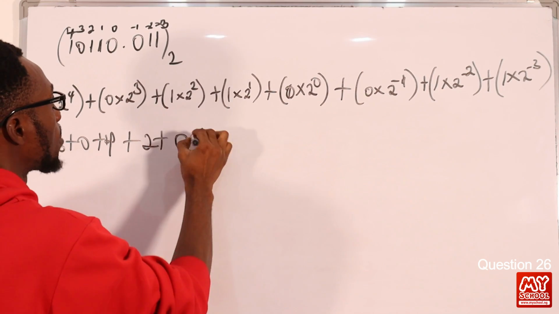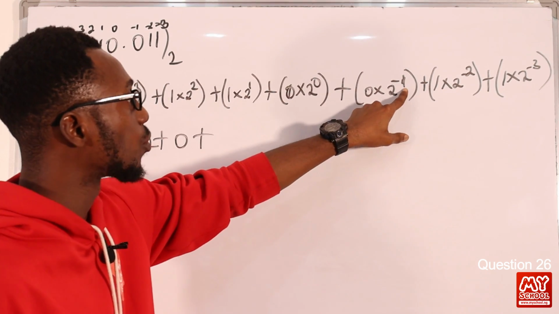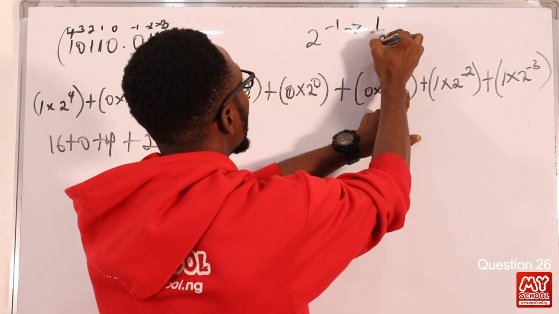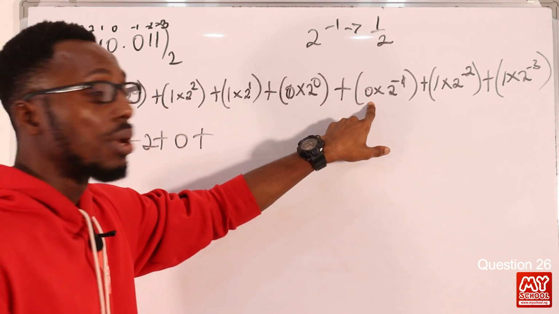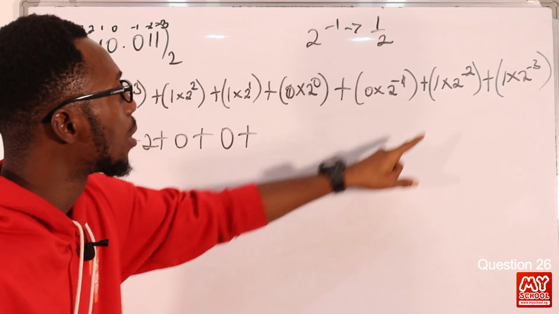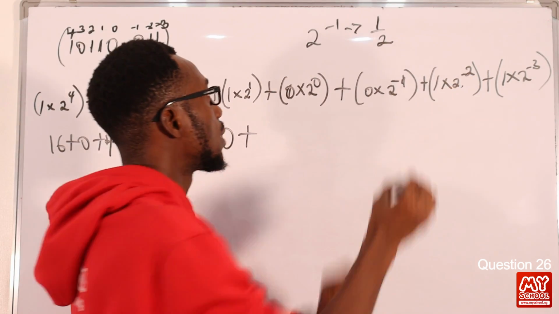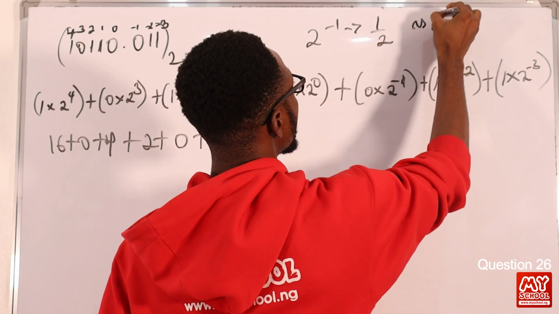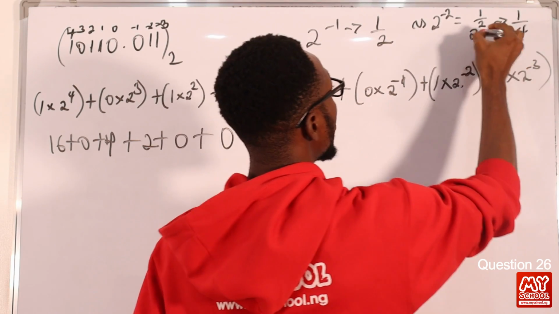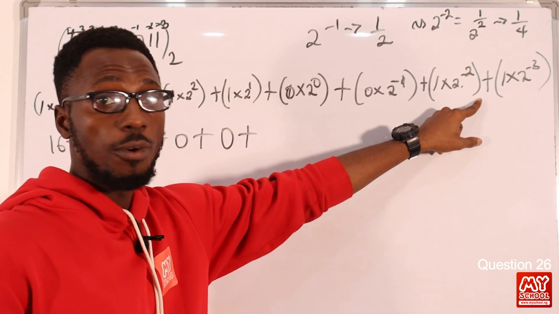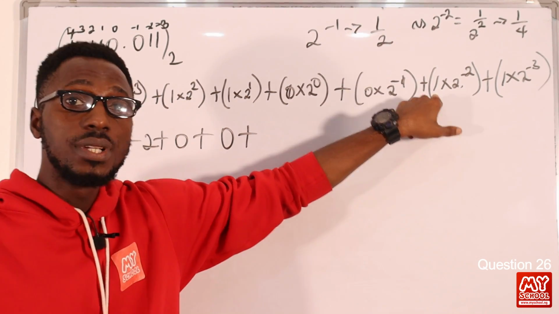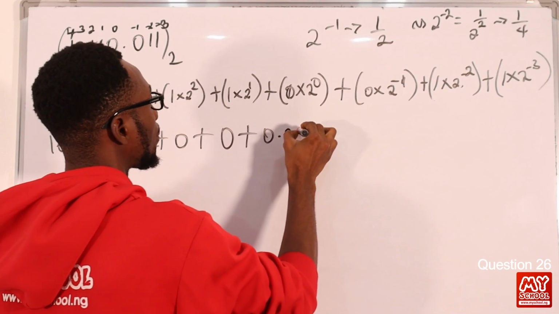Then for the decimal part, I have 2 raised to power minus 1. In indices, that means 1 over 2. So half times 0 is still 0. Added 2 raised to power minus 2, which means 1 over 2 raised to power 2. 2 raised to power 2 is 2 times 2, so that is 1 over 4. 1 over 4 times 1 is still 1 over 4, which is the same thing as 0.25.